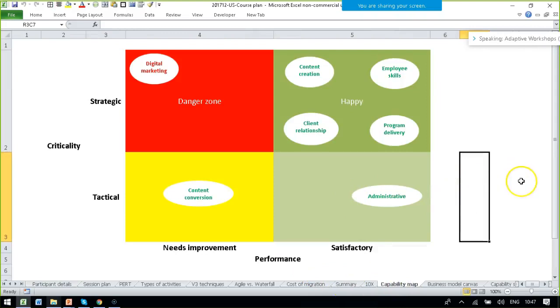So this is what I called a simple capability map. What am I trying to map in this particular diagram? One, I look at a capability from two dimensions. One, how critical is the capability to the organization? And how are we performing with respect to that capability?